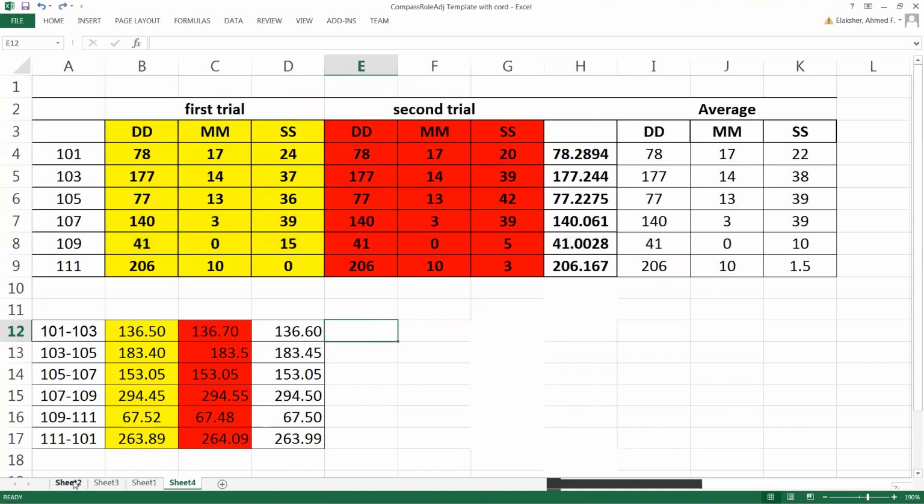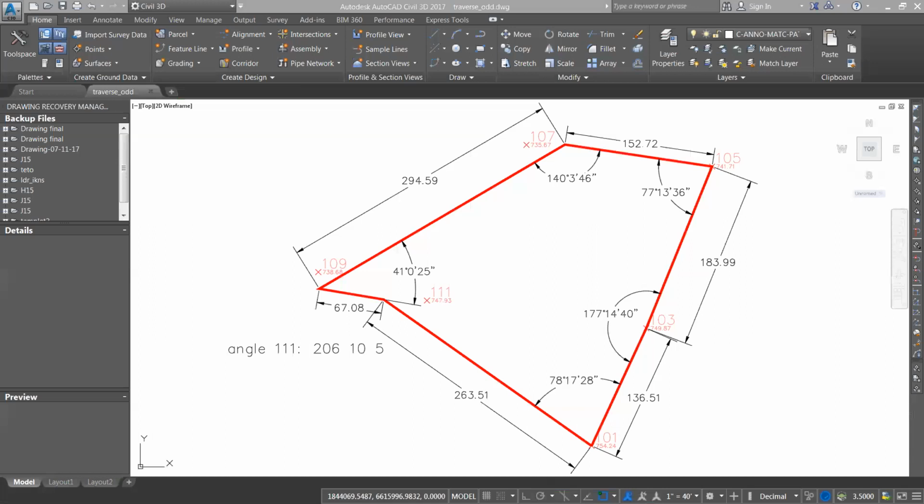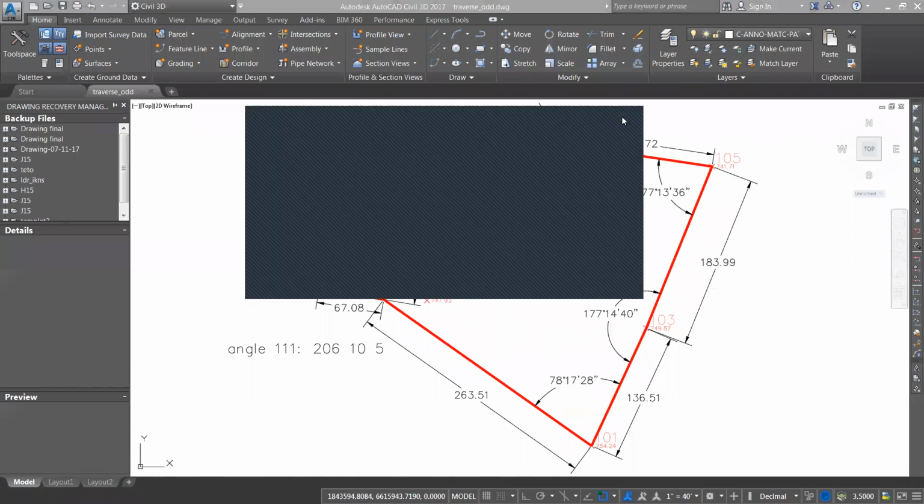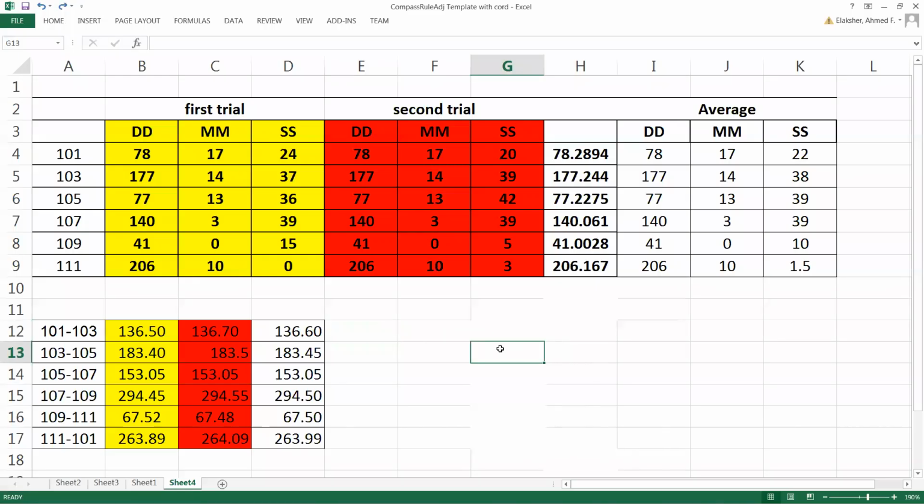Now I'm going to go here to the second part. So before doing that, this is our traverse here. I plotted the traverse in CAD. This is our final numbers here, distances and angles. So now the question is, how can we adjust this traverse? Do we need to adjust first? Let's take a look here. So we go back to our compass rule. So this is what you will see here.